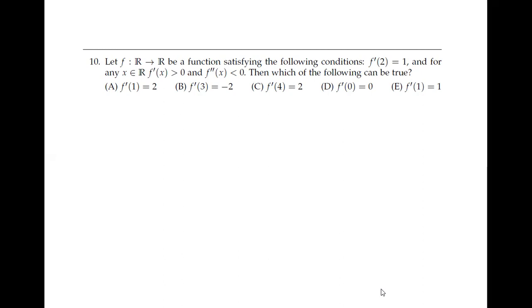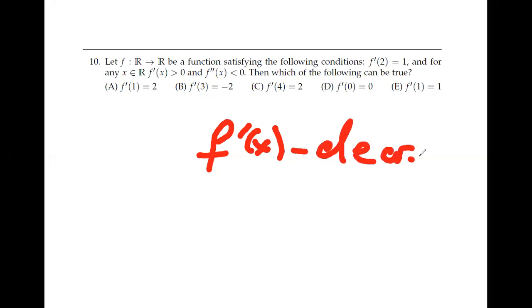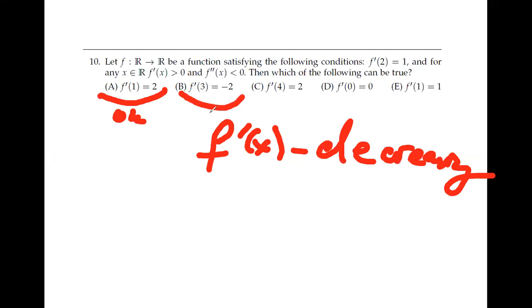Second order derivative negative means F prime is decreasing. So if it is decreasing, at 2 it is 1. At 1 it could be, this seems to be okay. At 3 this should be fine. At 4 it can be bigger than 1. At 0 it can't be smaller than 1. And at 1 it can't be 1 because it's strictly decreasing. It remains A and B.